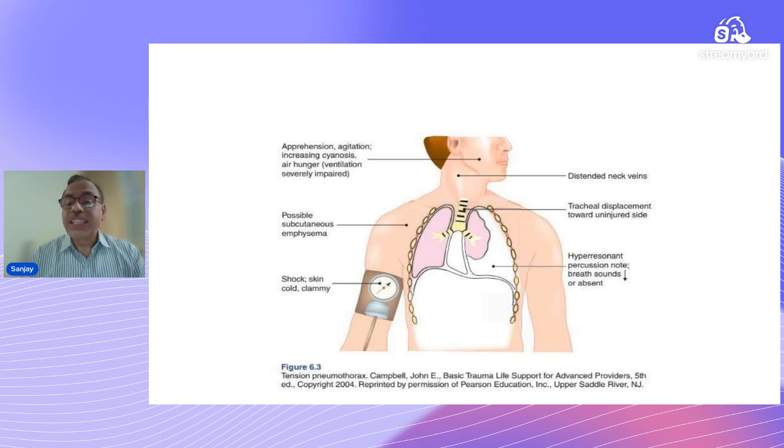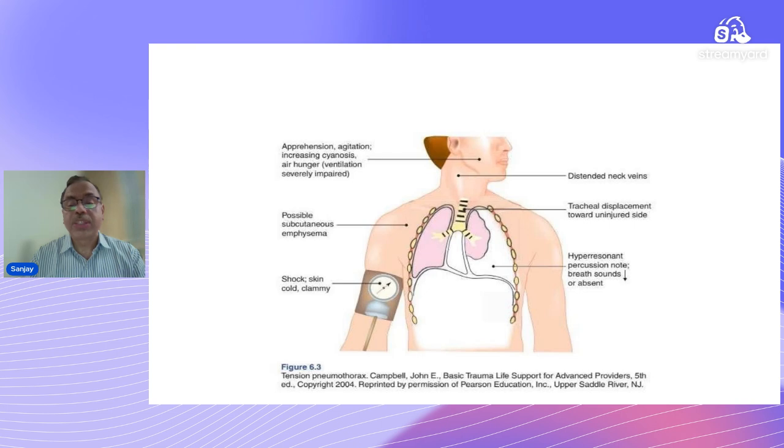There would be distended neck veins. Possibly there may be subcutaneous emphysema. The patient may have cold, clammy skin, going into an obstructive shock. And if you auscultate the chest and percuss the chest, you would find a hyperresonant percussion note, and breath sounds would be absent.